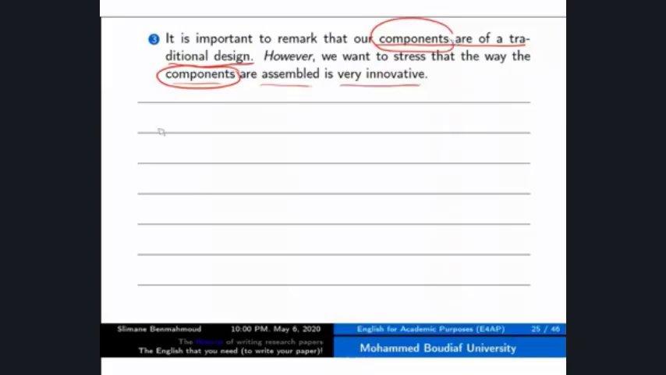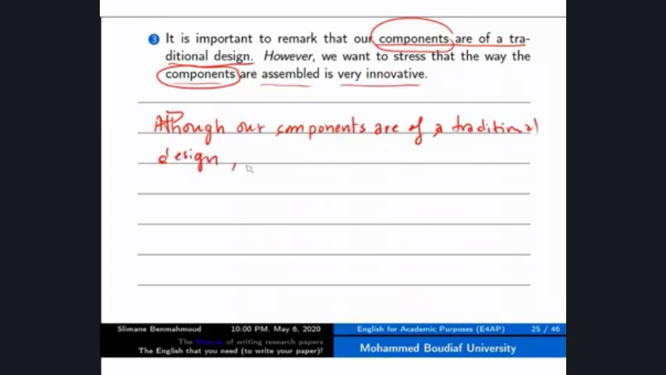So we will say that although our components are of a traditional design, the way they are assembled is very innovative.